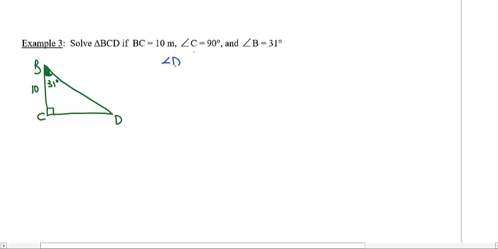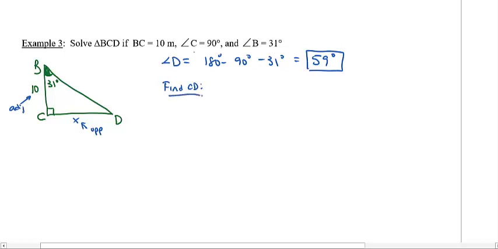Maybe the easiest is to find the angle this time. So 180, take away 90, take away 31. I think that's 59. That's probably the easiest thing to do. I'm going to label these sides now. I'm calling CD X. And if I'm looking at the angle 31 here, X represents my opposite, and this represents my adjacent. So to find CD, I'm thinking opposite, adjacent, which ratio should I use? Oh yes, that lovely tangent ratio that we learned way back. Opposite over adjacent, cross multiply.